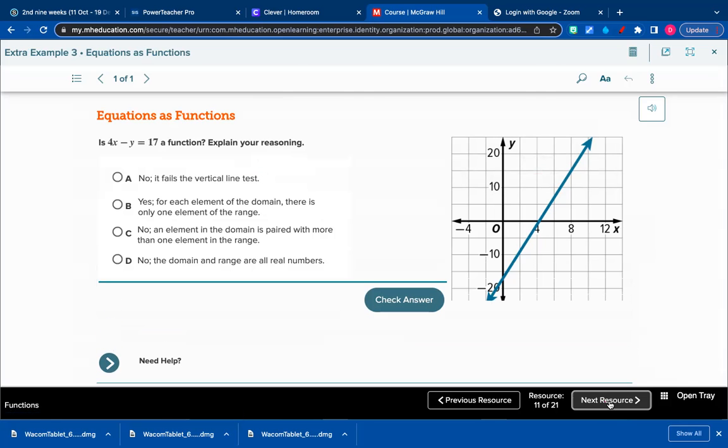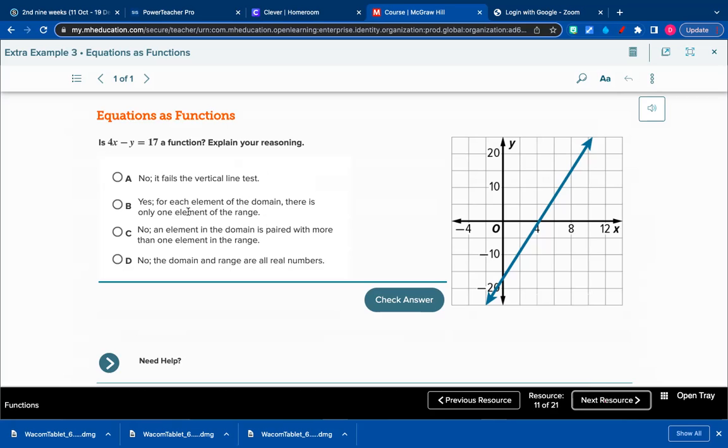Let's look at another one. Is 4x minus y equals 17 a function? Well, we graphed it right here. Does it pass the vertical line test if I take my pen or pencil, make a straight line up and down and go side to side? Does my vertical line and the graph intersect in more than one point? Just one point. So that is a function. So yes, for each element of the domain, there's only one element of the range.